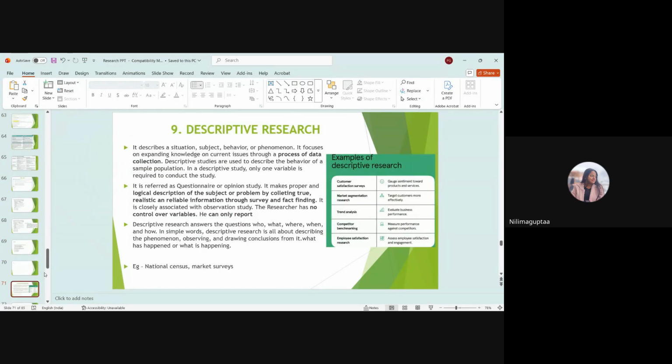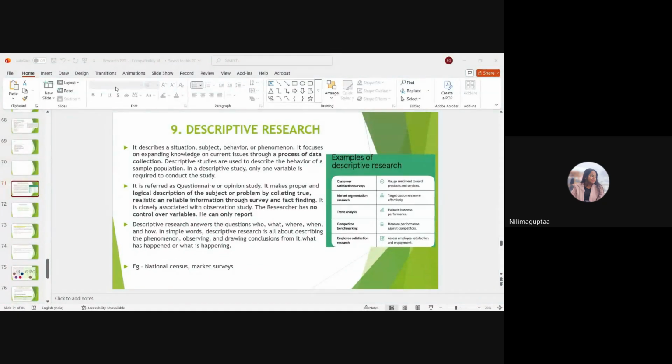Now, another type of research that we have is descriptive research. Somebody had asked me some customer satisfaction question. This is an example, okay, to be more precise. The same example can be used in multiple types of research, but when I talk about customers and everything, it comes here as an example. So in a descriptive research, it describes a situation, subject, behavior of certain or a phenomena. It focuses on expanding the knowledge on current issues through a process of data collection.